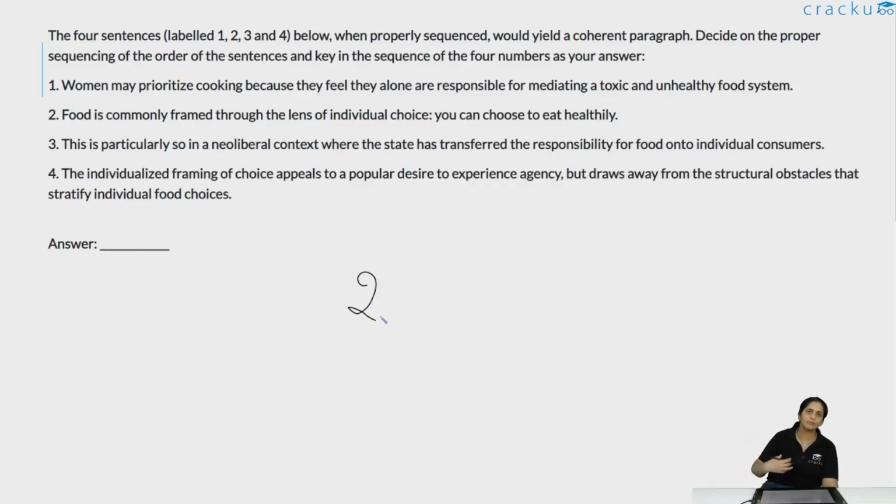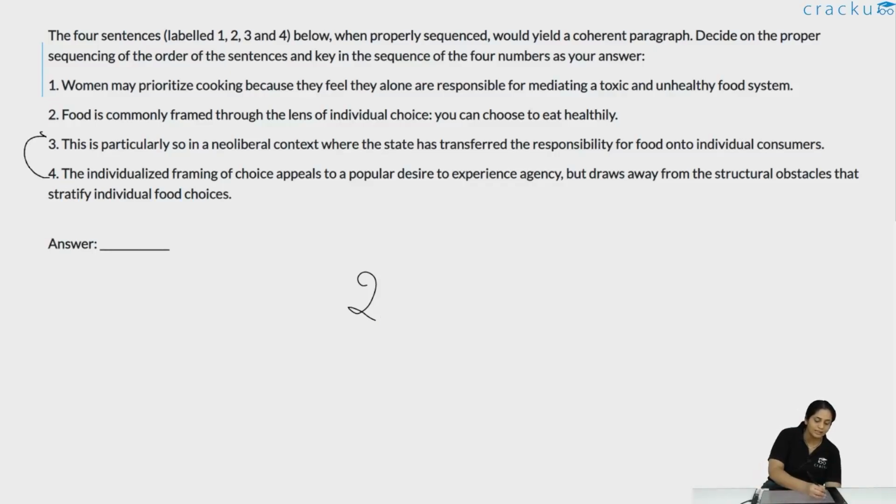Not everyone is able to make healthy choices. There are structural obstacles to that. So when you say you have to choose to be healthy, it kind of ignores the fact that some people don't have the ability to eat healthy choices, especially the poor. For the poor, healthy food might be out of reach as such. So this individualized framing helps us feel that, okay, we are in control and we are in power. But the fact is that this individualized framing has a downside also. It makes what is not an individual choice look like an individual choice.